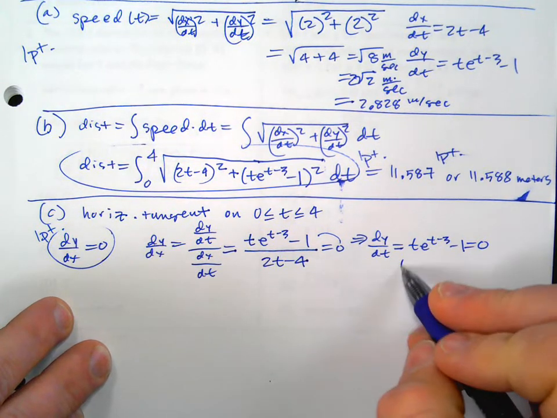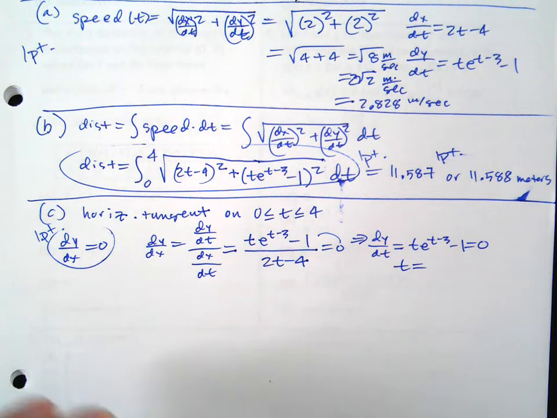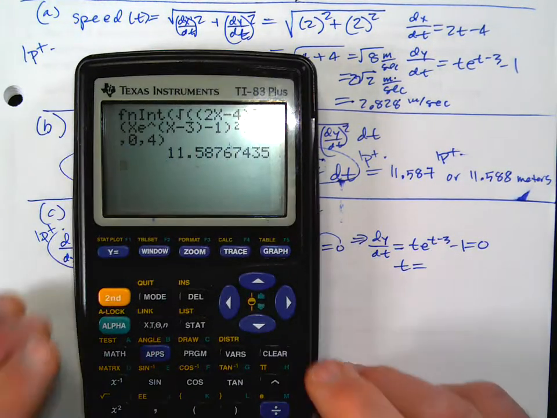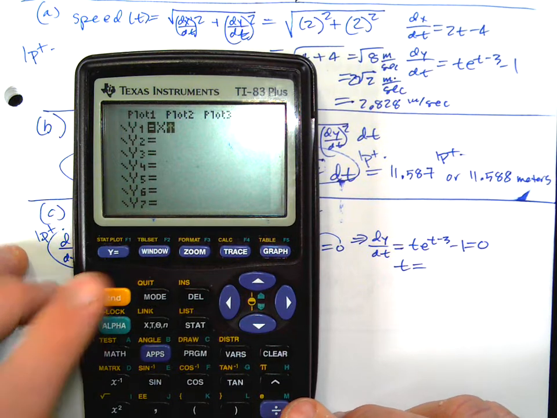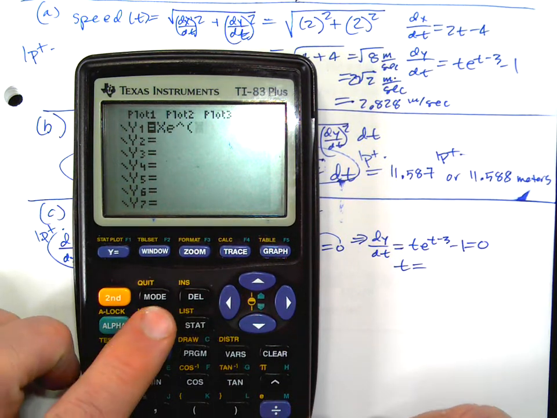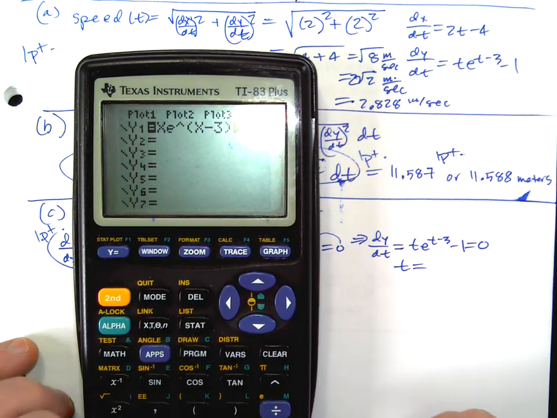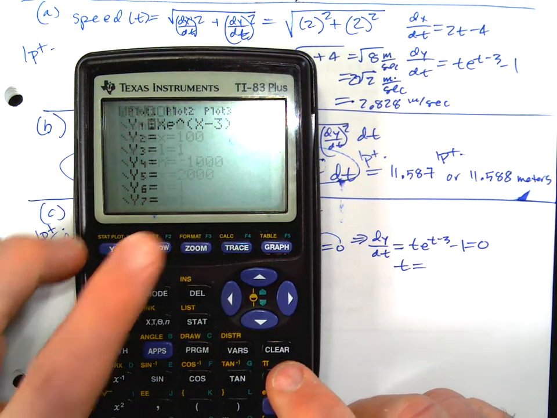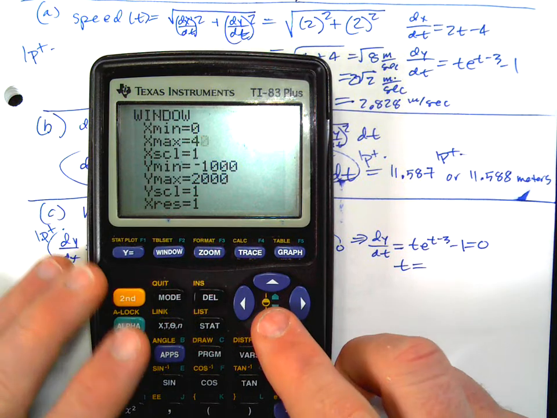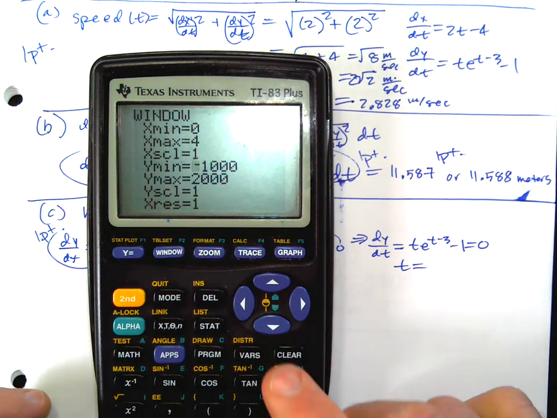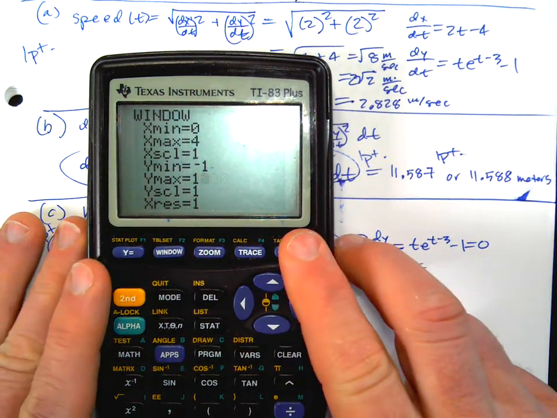Now I'm going to use my calculator to solve this, because that would potentially be hard to solve without a calculator. So I'm going to put this in here, x e to the x minus 3, close parentheses, minus 1. Window. We're looking specifically from 0 to 4, and we're looking for the x-intercept of this graph. So I'm going to do negative 1 to 1. I don't need to see the whole graph.